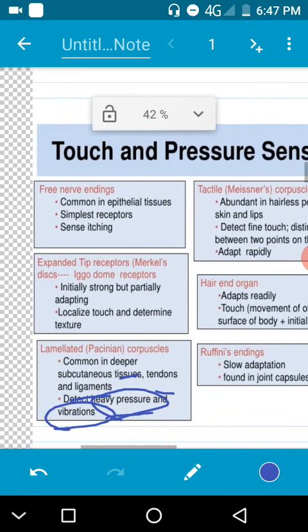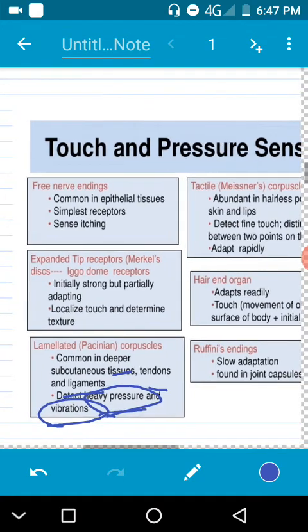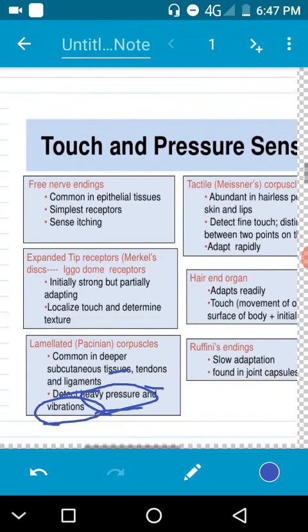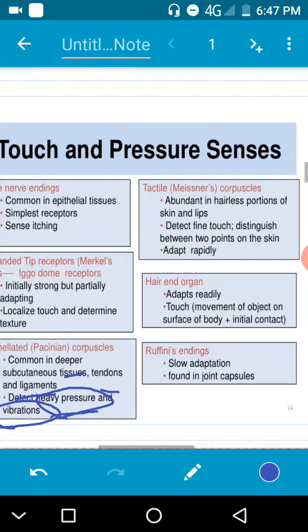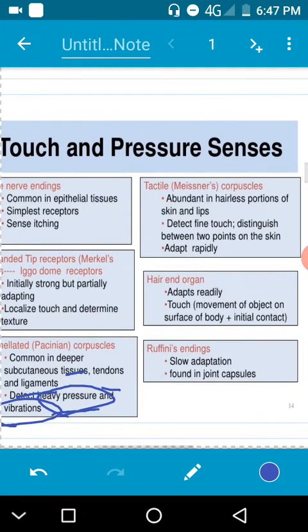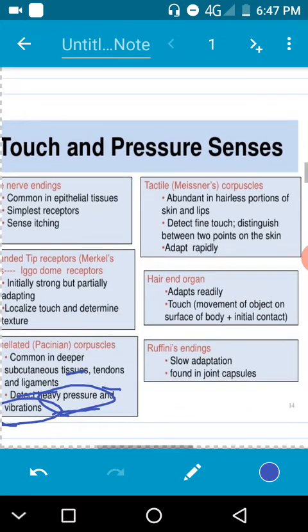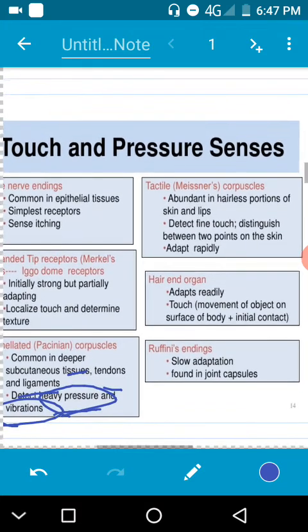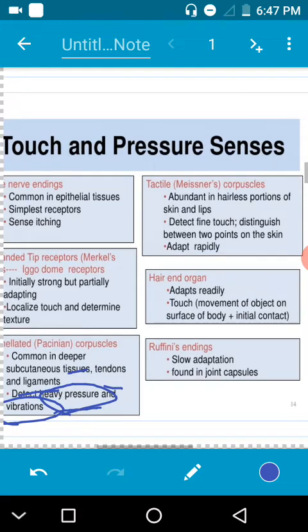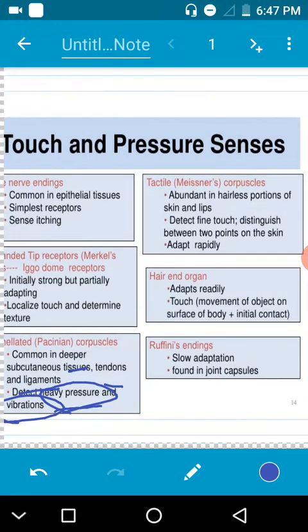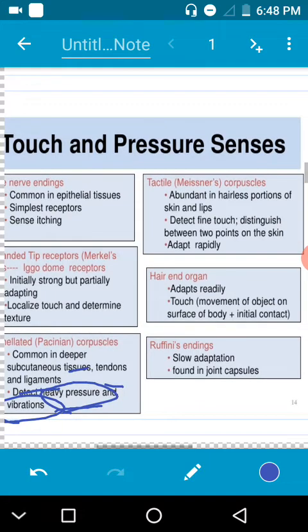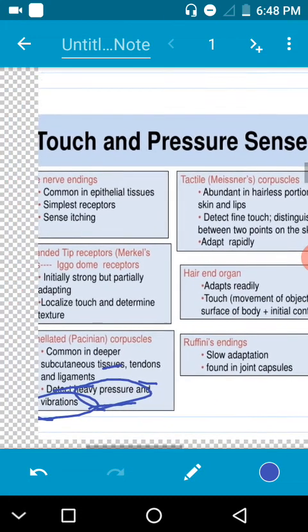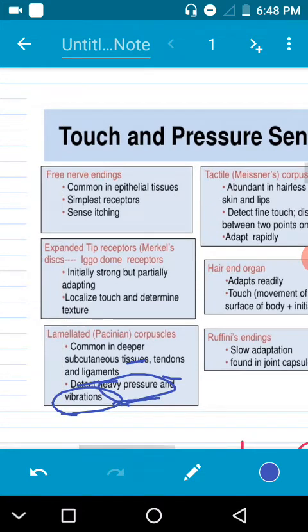And as you would see, the Pacinian corpuscle is located in the deeper subcutaneous tissues, tendons, and ligaments, whereas the Meissner corpuscle is present on the body surface, and it will adapt rapidly, yes, but not to the extent of the Pacinian corpuscle. So basically, the Meissner corpuscle detects fine touch. It will distinguish between two points of the skin. All right, it can do all that, but it is not that effective in picking up the vibratory sense.